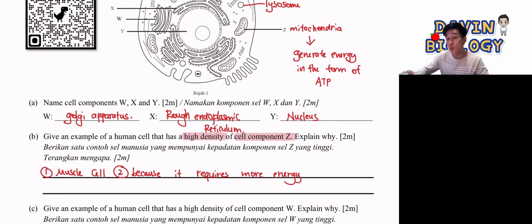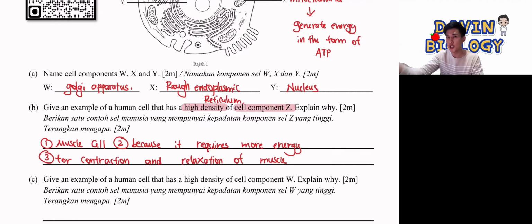Then I want you to also explain what the energy is for. So this one will usually be another mark if it's a 3 marks question. So muscle uses energy for what? To move. So for muscle movement, we always say contract and relax. Muscle always contracts and relaxes. So you can say for contraction and relaxation of muscle. If it's sperm, you just say that it requires more energy to swim and penetrate the ovum, swim towards the ovum.